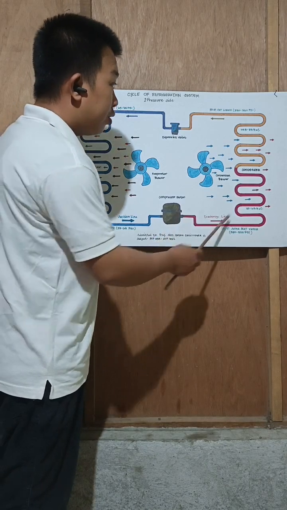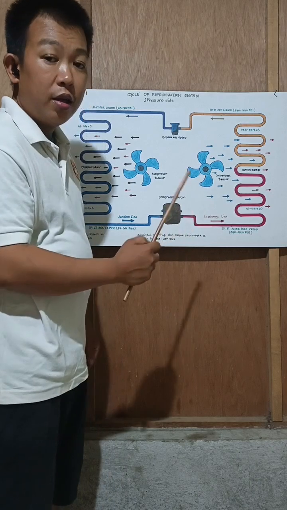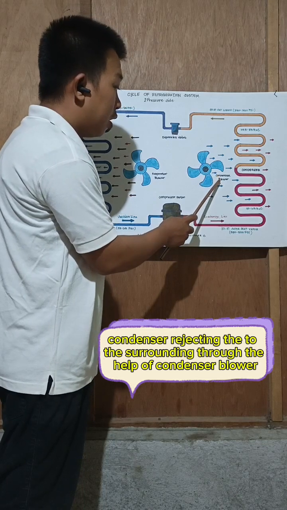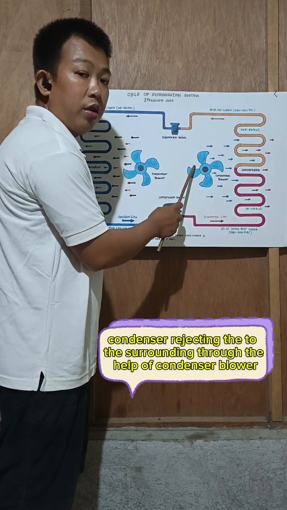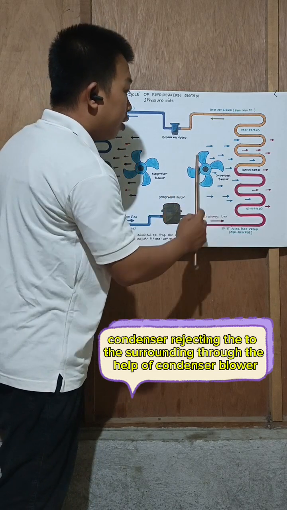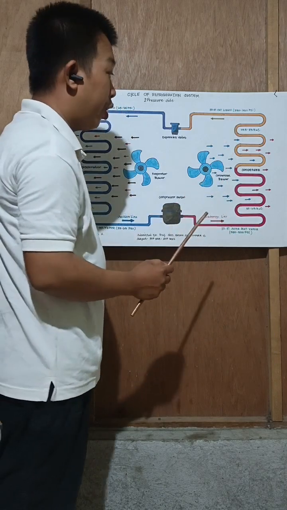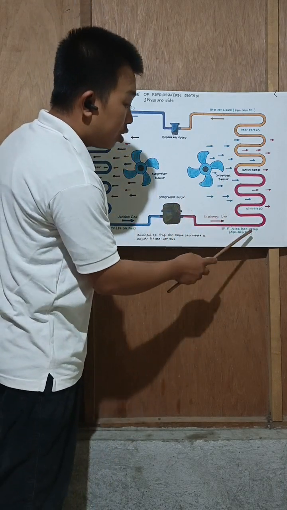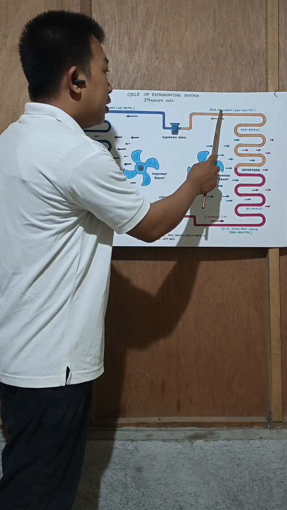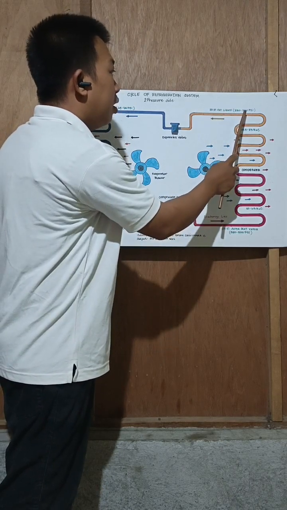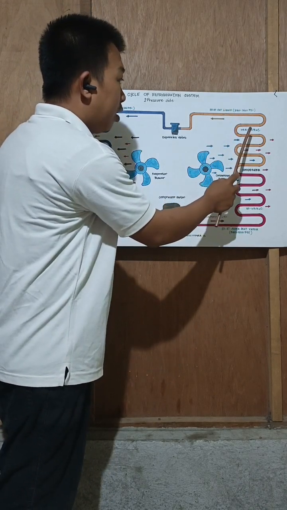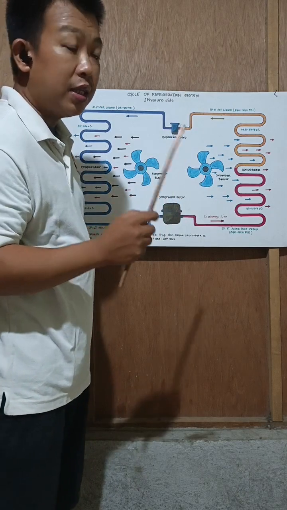When it comes out of the compressor, the refrigerant flows to the condenser, where the condenser rejects the heat to the surroundings with the help of the condenser blower. The condenser blower takes in the ambient or outside air and blows it into the condenser fins and condenser coil. As it cools down, it changes from the vapor state into the liquid state, a high pressure, high temperature saturated liquid at a pressure of 270 to 380 psi at a temperature of 63.8 to 57.7 degrees Celsius.